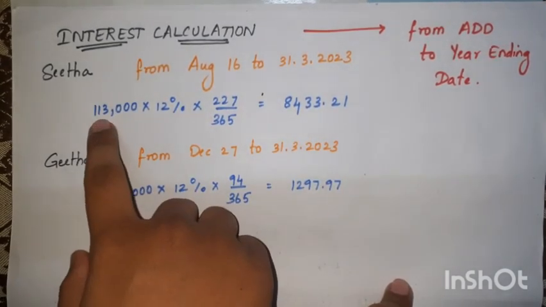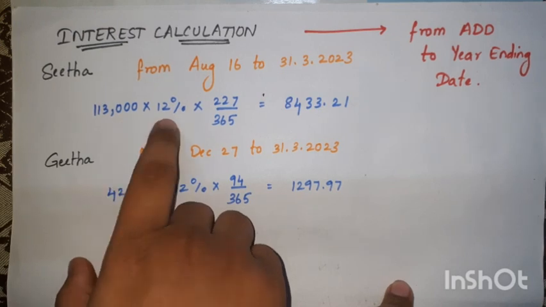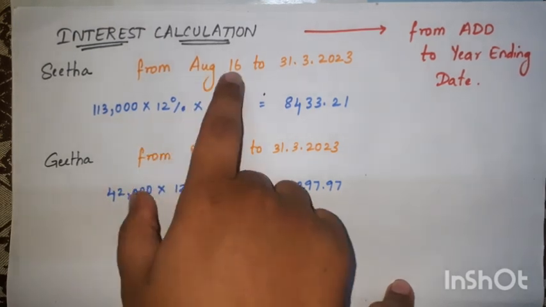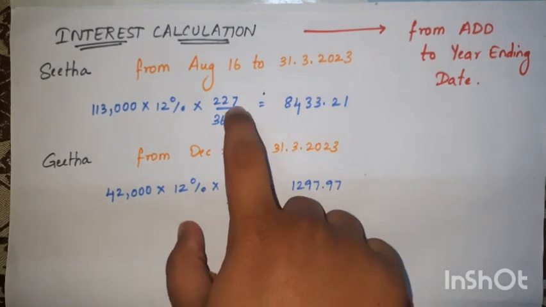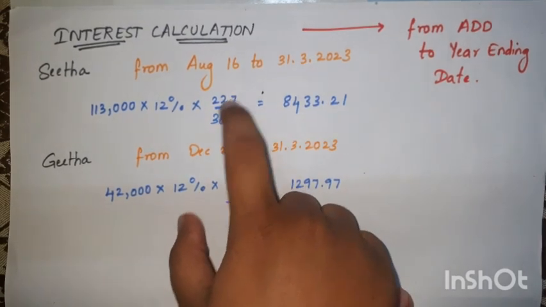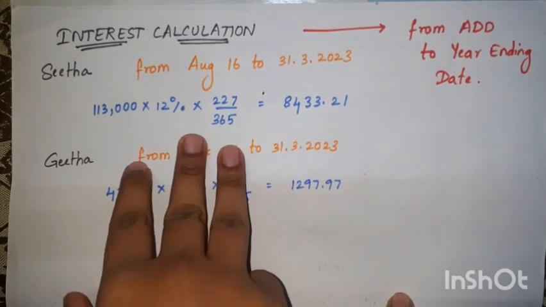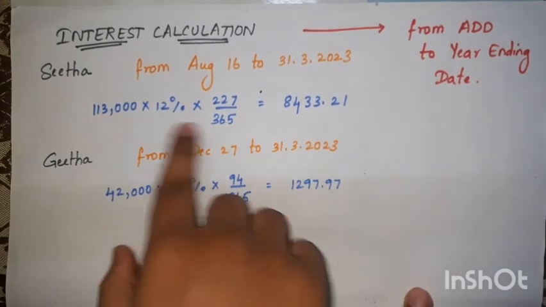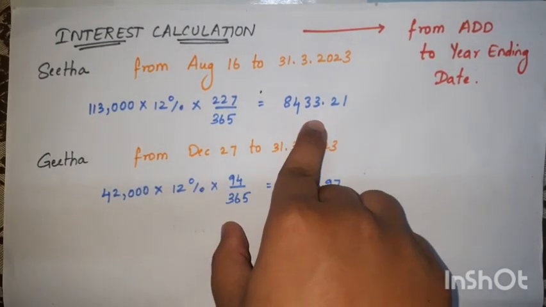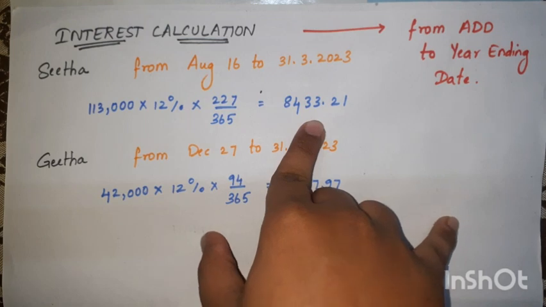The total amount is 1,13,000 and the rate of interest given by the question is 12%. And from this date to this date, we have a total of 227 days, so 227 by 365. We have to multiply these three and we will get the interest. If you multiply these, you get the interest 8433.21. You can round it off as 8433.